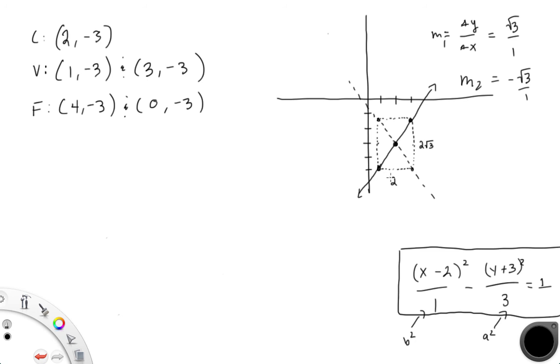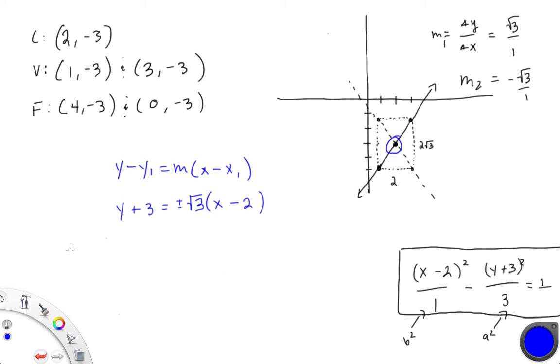And since both of these asymptotes should pass through the center, which is located at 2, negative 3, we have enough information. Now what I'm going to do is just apply this formula. This is called point slope. I'm sure you've heard of it. And I'm going to do it for both of the slopes for the different asymptotes, but using the same point, right? They both pass through this point here, through the center. So y plus 3 equals positive or negative root 3 x minus 2.